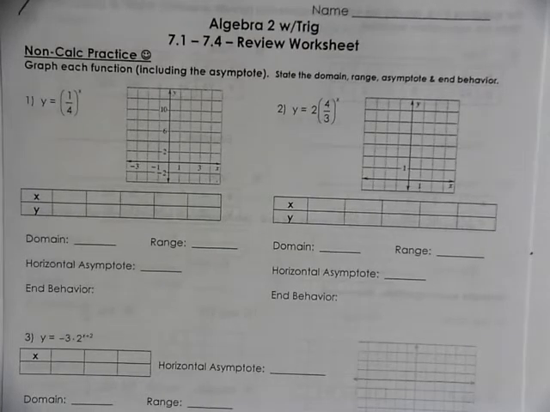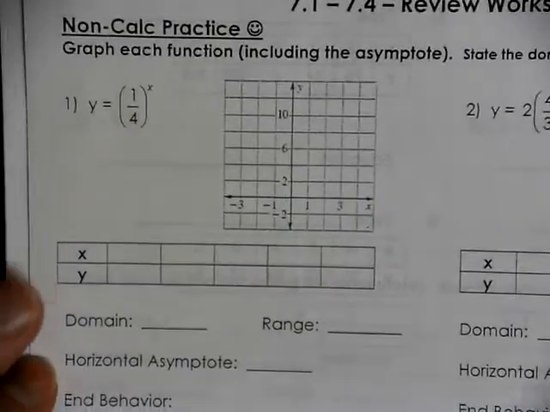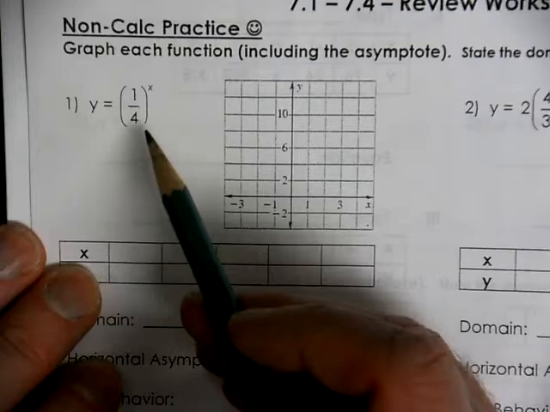This is Algebra 2 with trig. This is 7.4 through 7.1. This is the review. First, we're going to be working with graphing exponential.